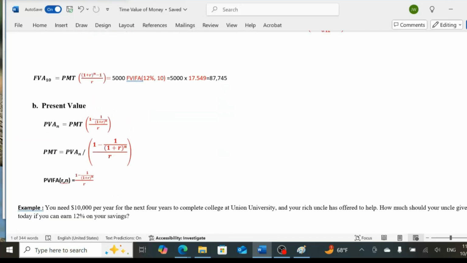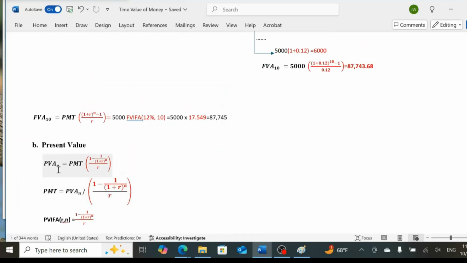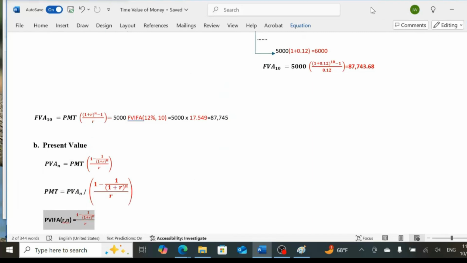Okay, the general present value annuity formula is similar to what we said earlier. This expression is referred to as the present value interest factor annuity. This tells us the present value of a $1 annuity.